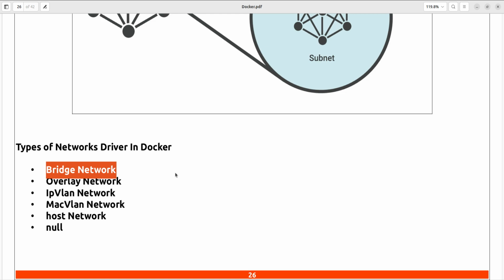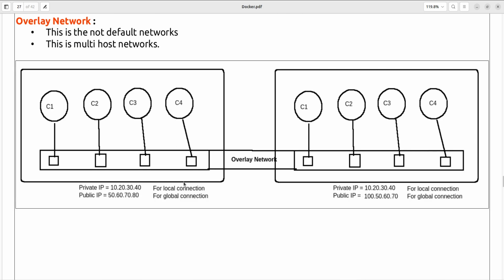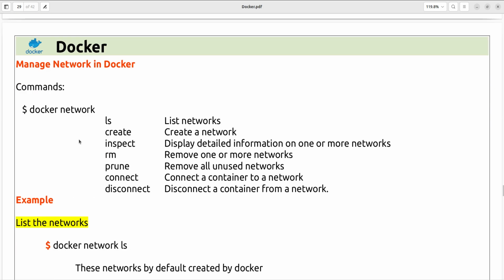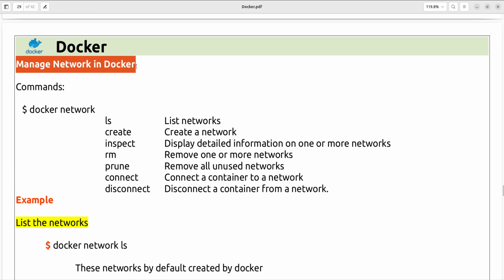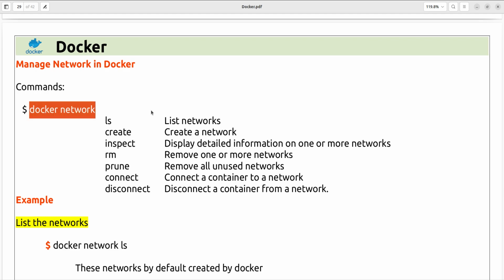But in case of overlay, we have to do it manually. We can even customize the default bridge network in our container management. We can do that also. All of this we will see in our next session, managing the network in Docker, with the help of the docker network command.